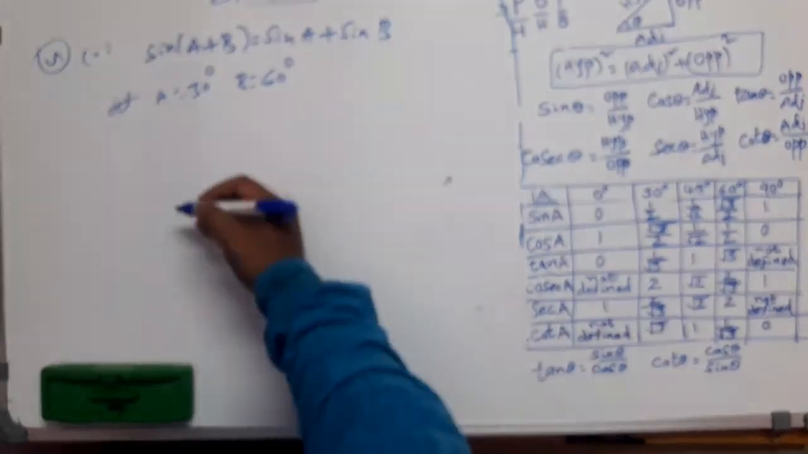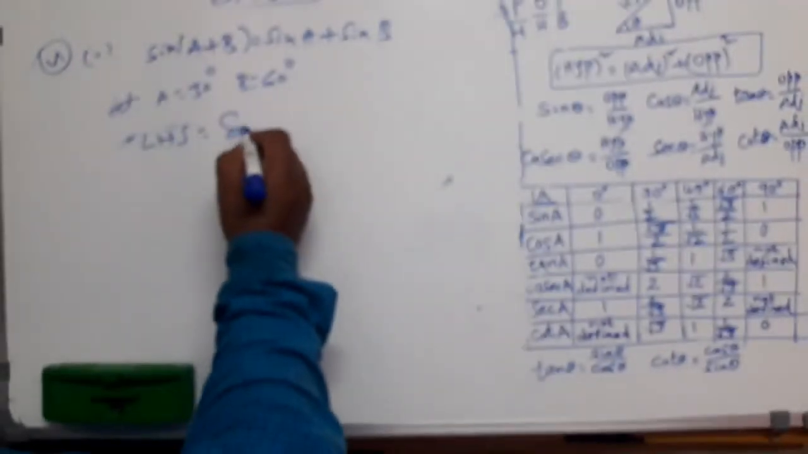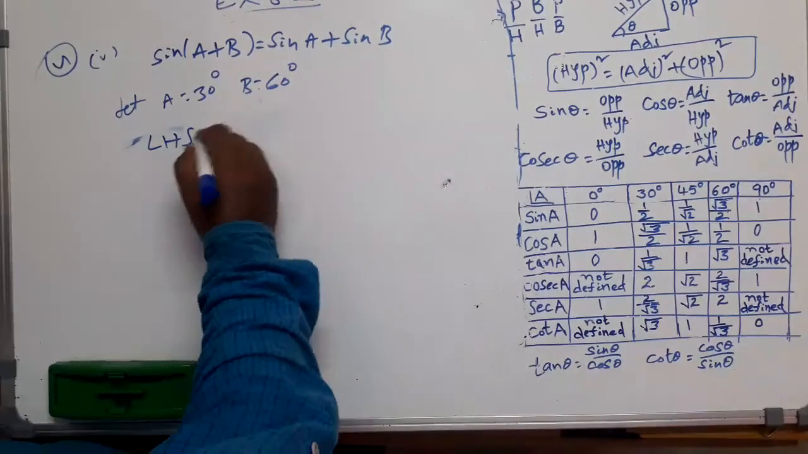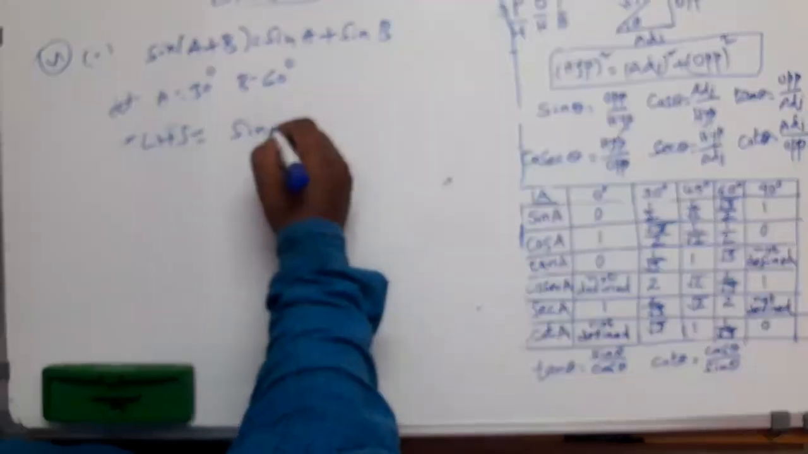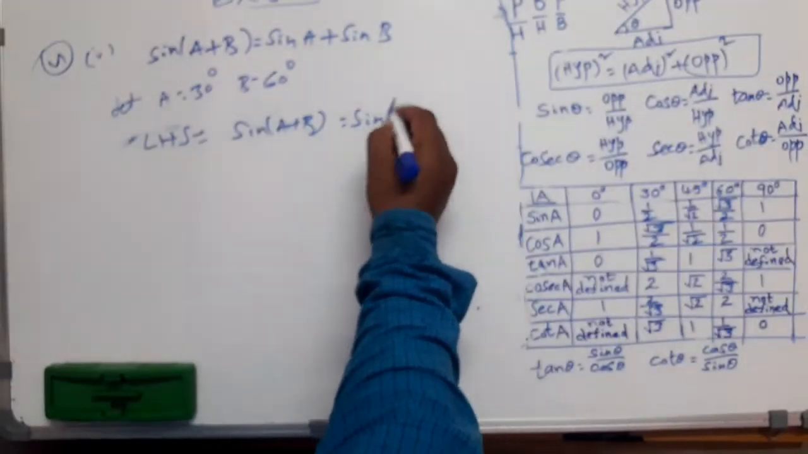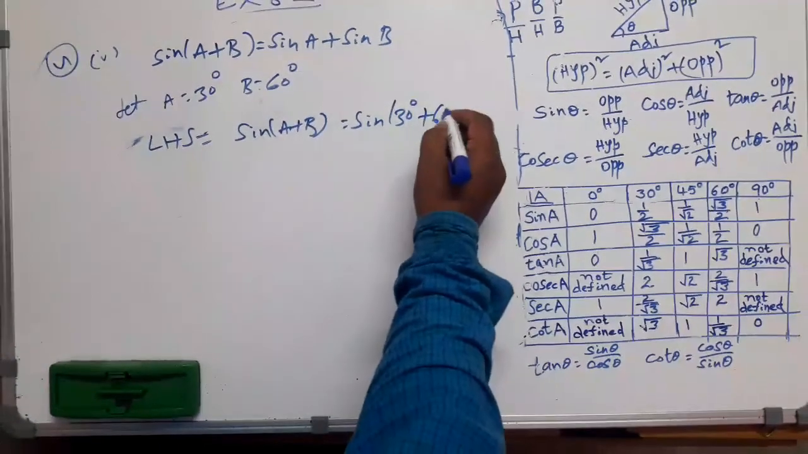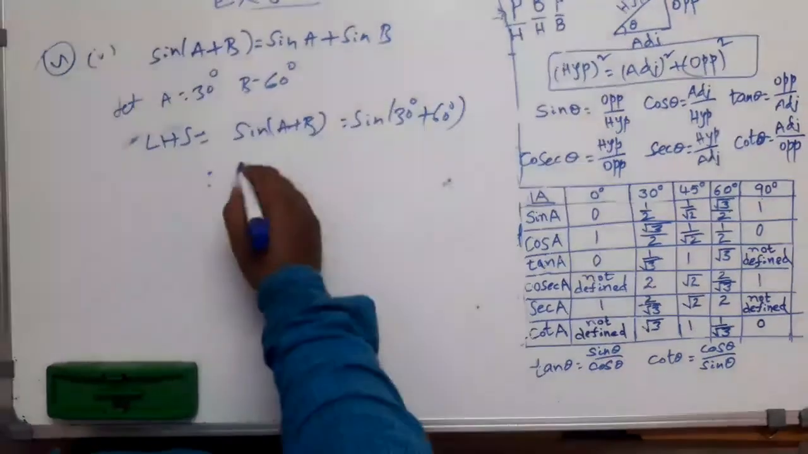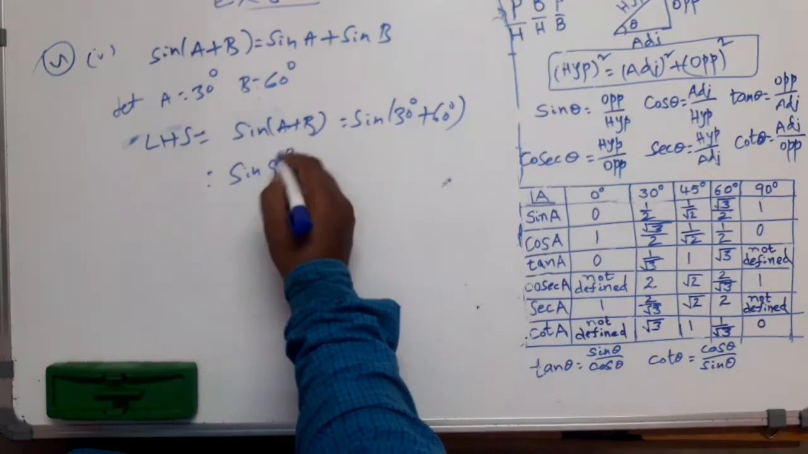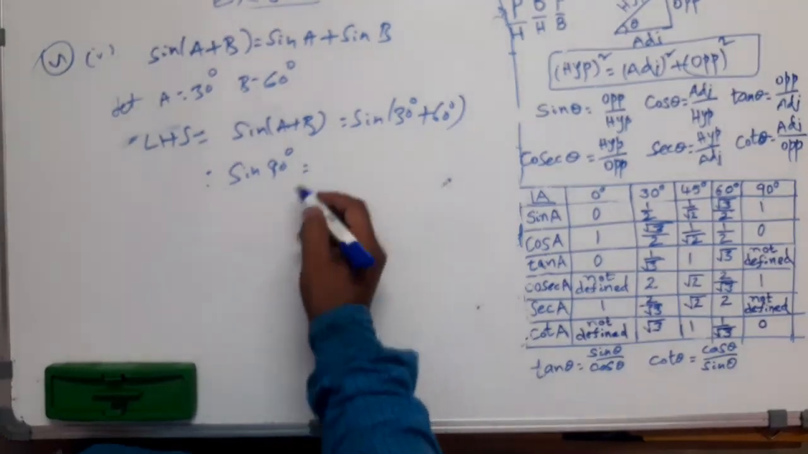Yes, let us verify first. Left hand side part, that is LHS, is sine of a plus b, that is equal to sine of 30 degrees plus 60 degrees, that is sine 90 degrees. What is the value of sine 90 degrees? We know, yes, from table again, sine 90 degrees is 1. So left hand side part is 1.